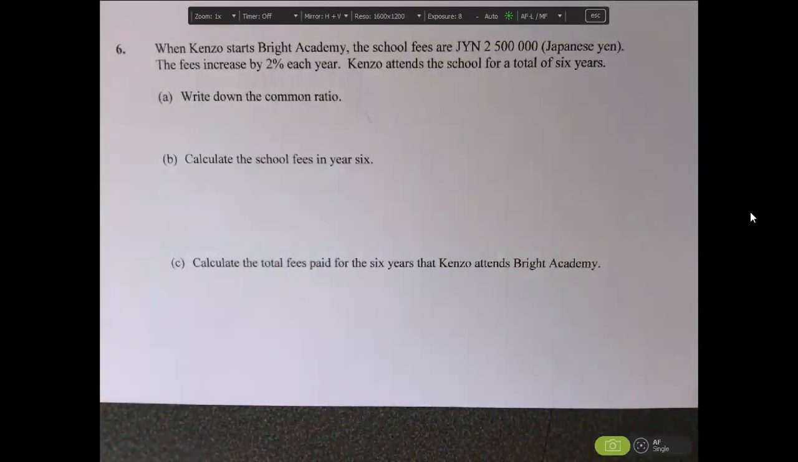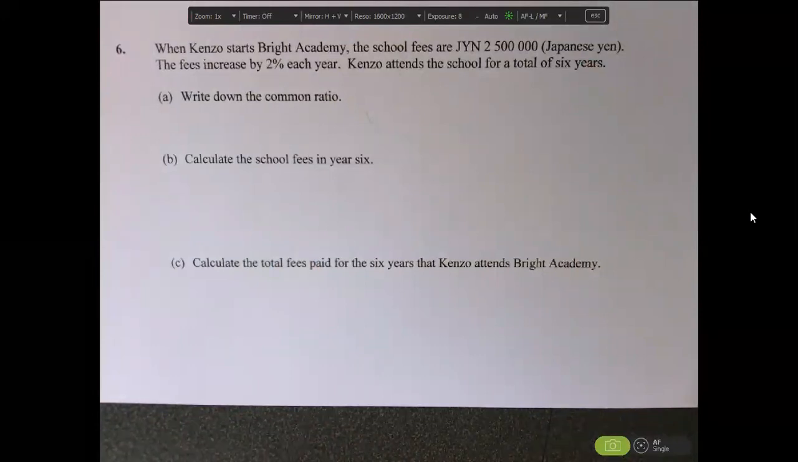All right. When Kenzo starts Bright Academy, the school fees are, this is Japanese yen, as it says here, so basically 2,500,000 Japanese yen. The fees increase by 2% each year. Kenzo attends the school for a total of 6 years.